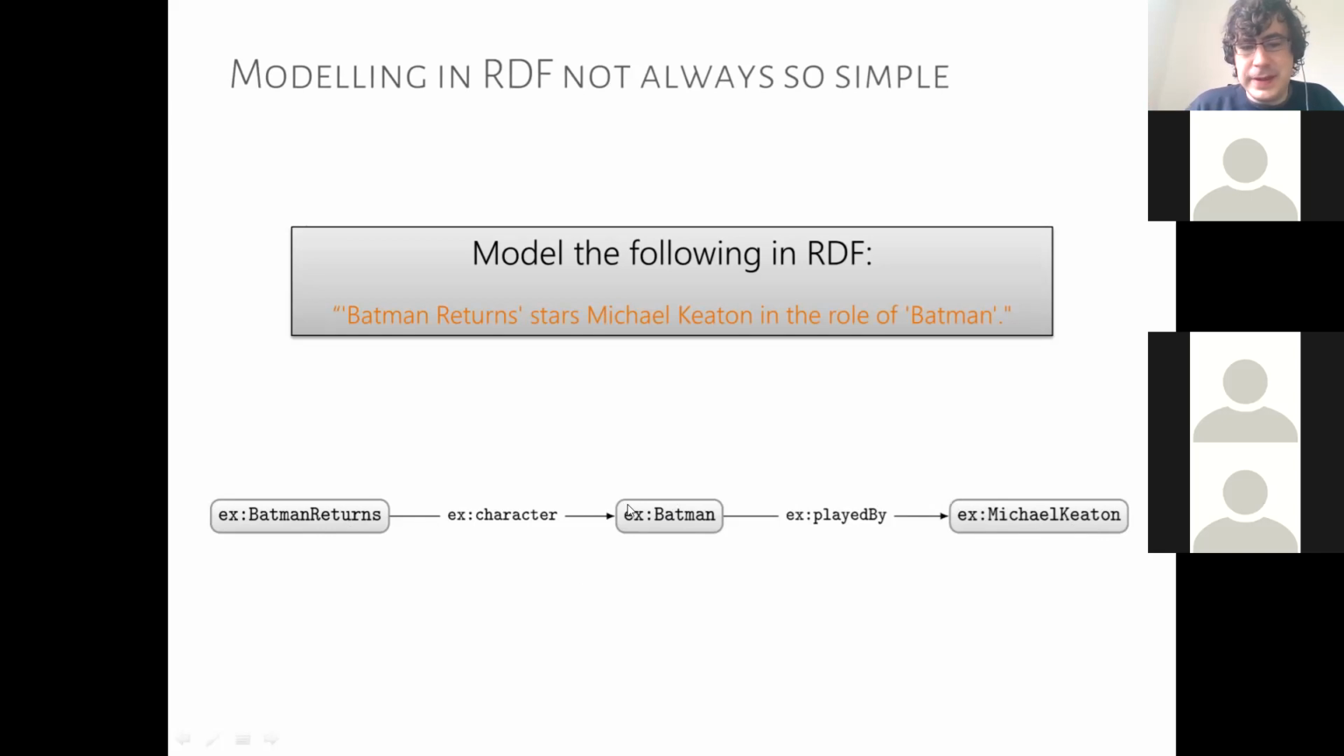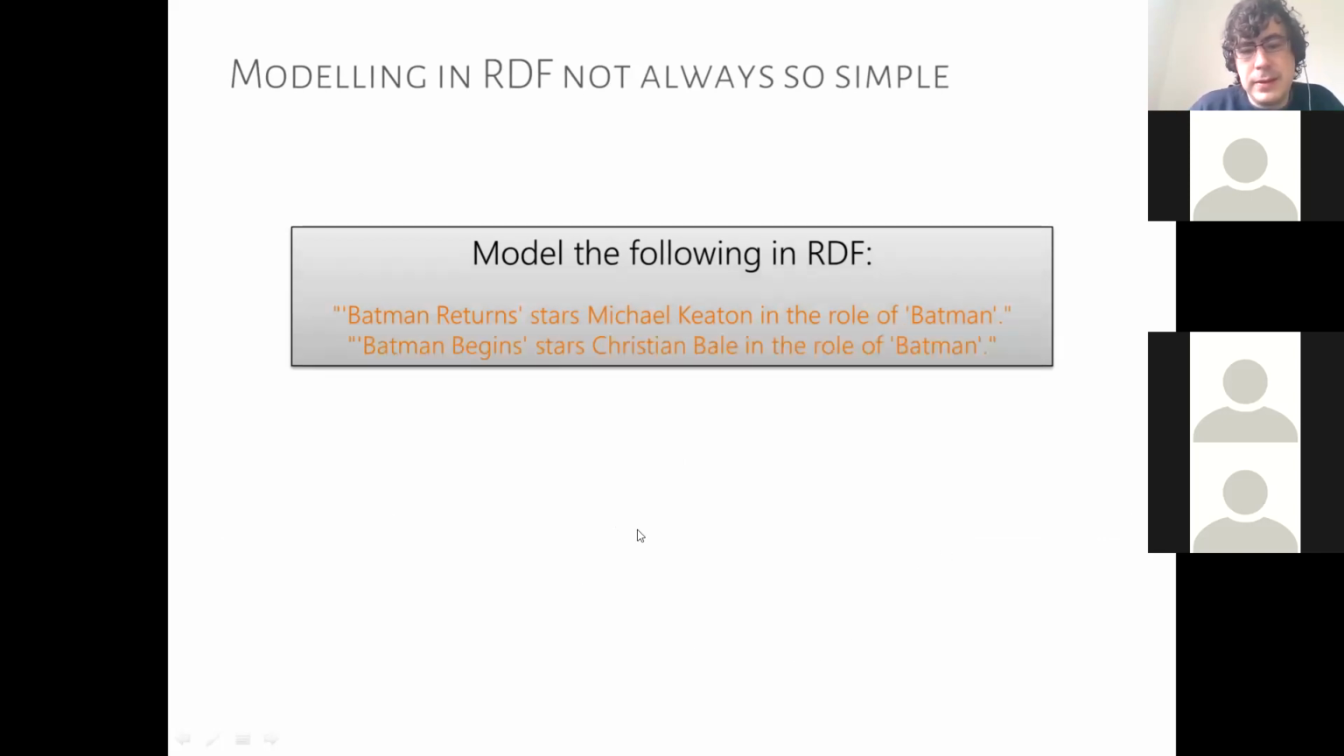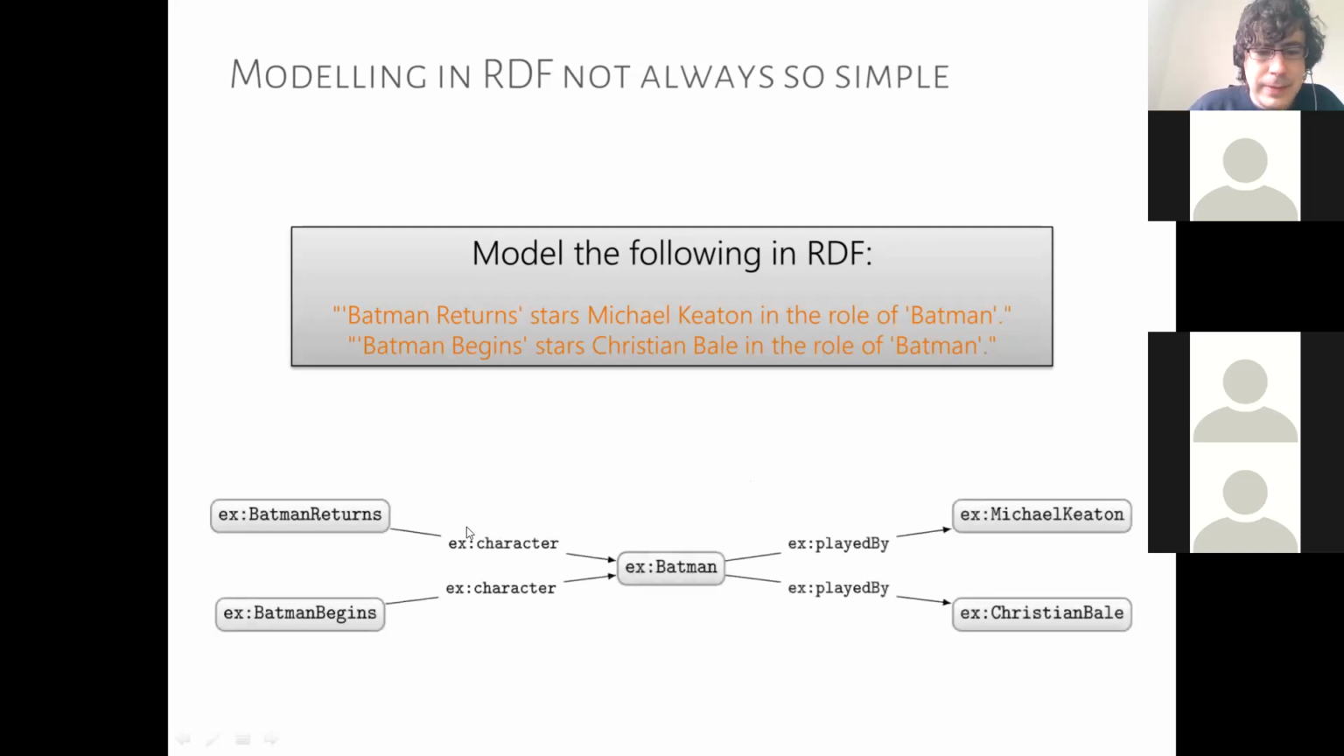It seems relatively intuitive and straightforward, but maybe there's some complication here that we're not considering. What happens if we have another movie that also has the character of Batman? We could think about representing our graph like this, just adding more data: Batman Returns as character Batman, Batman Begins as character Batman, Batman played by Michael Keaton, Batman played by Christian Bale. What's the problem here?